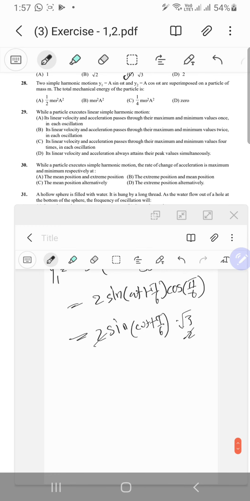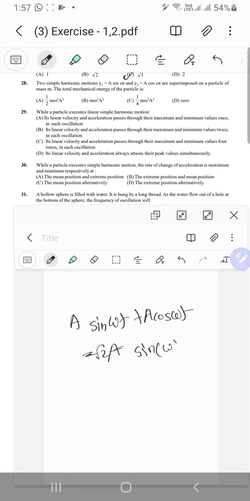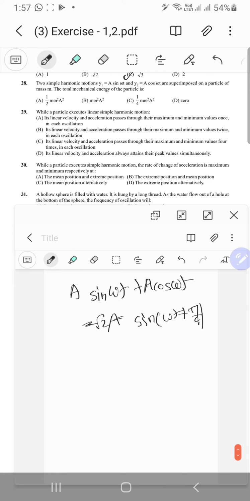Two simple harmonic motions, y1 equals this, y2 equals this, are superimposed on a particle of mass m. The total mechanical energy of the system is, okay, right, so it's going to be a sine of omega t plus a cosine of omega t. That's the position. So now it will work: square root 2 sine of omega t plus pi by 4. Okay, cool.